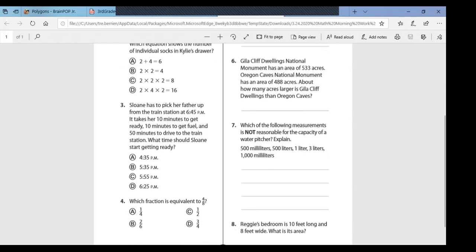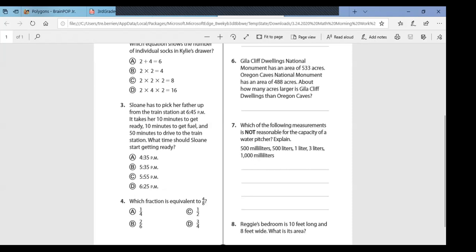It says Sloan has to pick her father up from the train station at 6:45 p.m. It takes her 10 minutes to get ready, 10 minutes to get fuel, and 50 minutes to drive to the train station. What time should Sloan start getting ready? Now, when we think about elapsed time, we are going to make sure we count the hours and count the minutes.